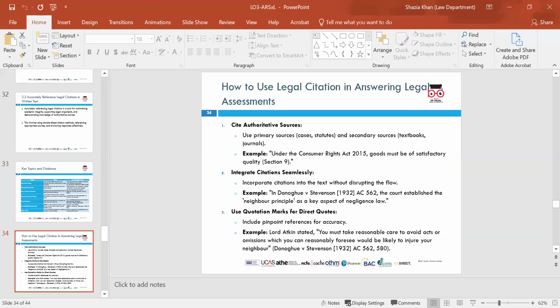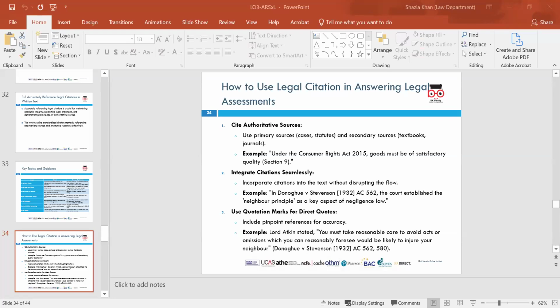How to use legal citation in answering legal questions. Make sure you are referencing everything properly, and that you are referring to the specific legal source, such as a constitution. Cite authoritative sources. Primary sources could be cases and statutes, for example the Consumer Rights Act. Integrate citations seamlessly: incorporate citations into your text without disrupting the flow.